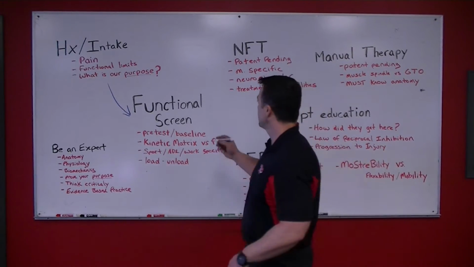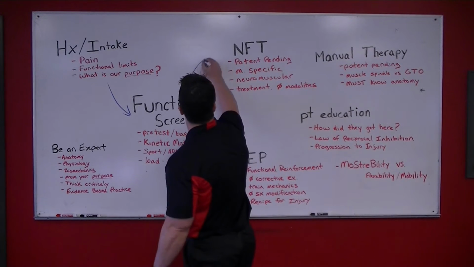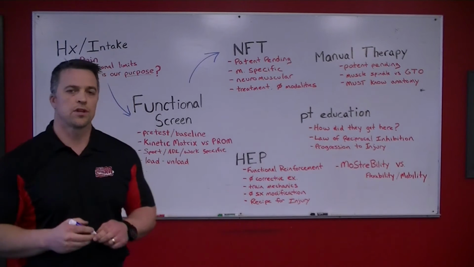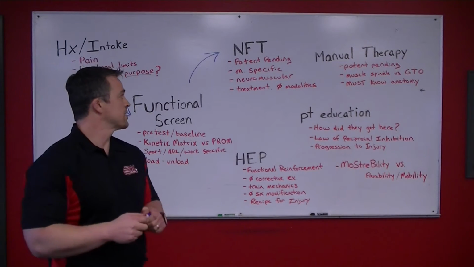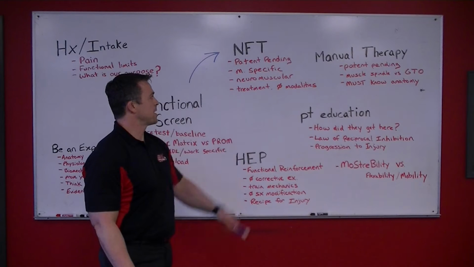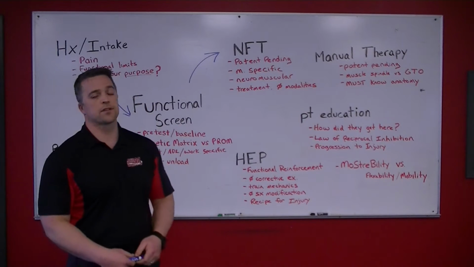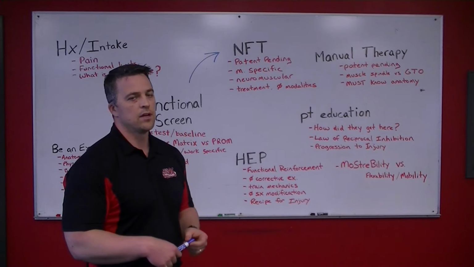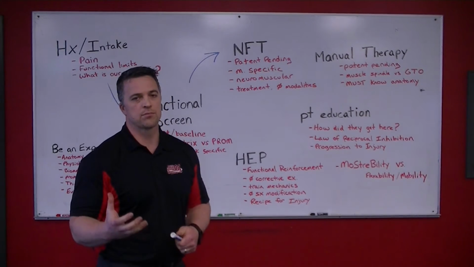After our functional screen sets the table, we then go to our NFTs, which are neuromuscular facilitation tests, which is what we have one of our patents pending on. So NFTs versus manual muscle tests. Manual muscle tests are graded. NFTs are pass-fail. So we're not assessing gross strength.